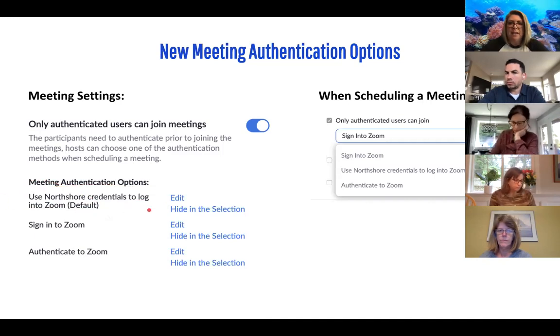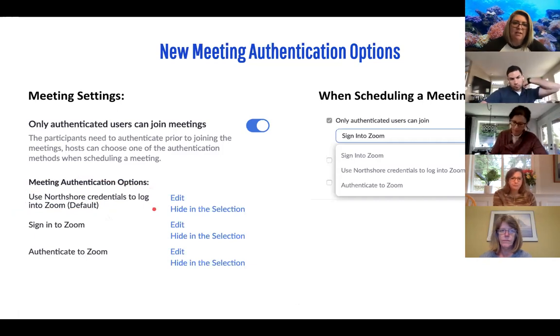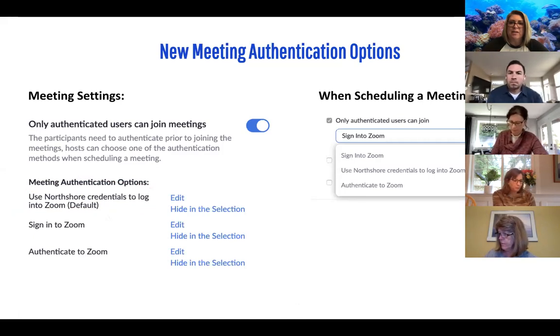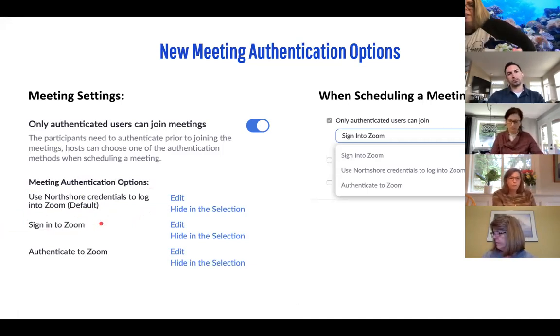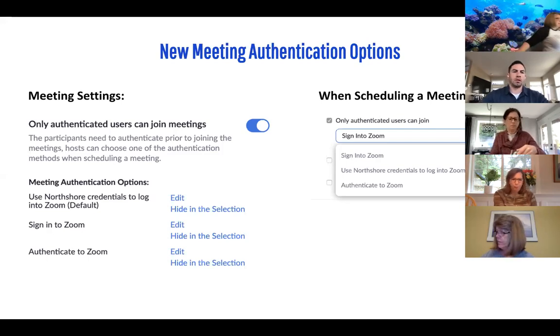When you're setting up a meeting, if you don't change this to something else, then if they're not a North Shore user, they cannot sign into your classroom. They cannot come to your meeting. So if you're hosting a meeting where you want non-North Shore people, like parents and such, to be able to join the class, what you want is sign into Zoom. Okay. So when you're scheduling a meeting, you'll see the thing on the right? You click only authenticated users can join, and you pick the authentication option that works for you.